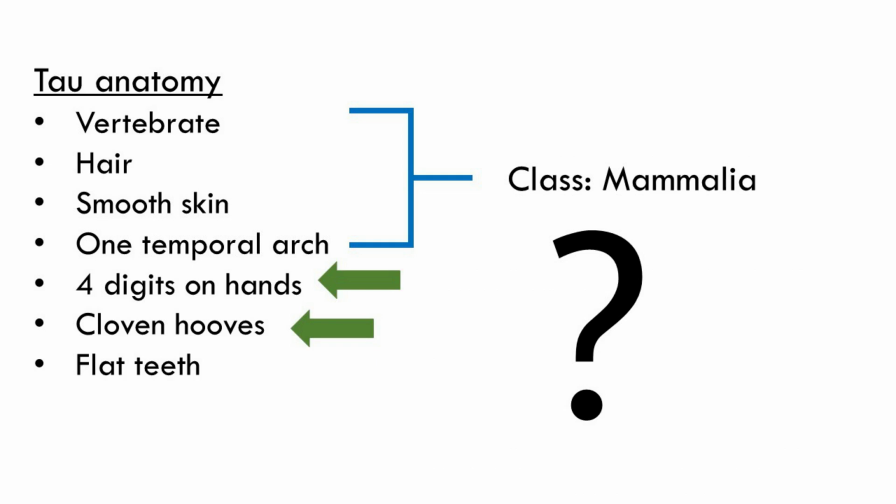And so we look at these other traits for further guidance as to how to narrow down the taxonomy of tau. We see that they have 4 digits on their hands and cloven hooves and flat teeth, but those are kind of inconsistent in Earth biology, right? Cloven hooves are generally associated with more cloven hooves and not fingers, right? Like centaurs don't exist and satyrs don't exist on Earth, so it's weird that tau have cloven hooves and 4 digits. So how could this be?